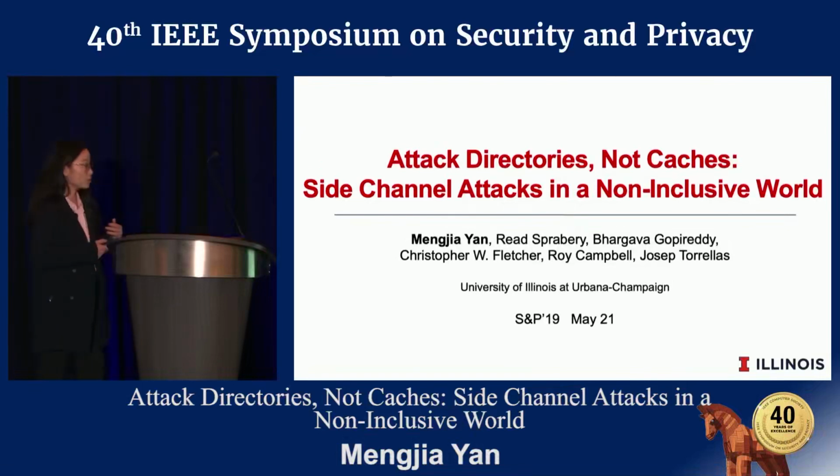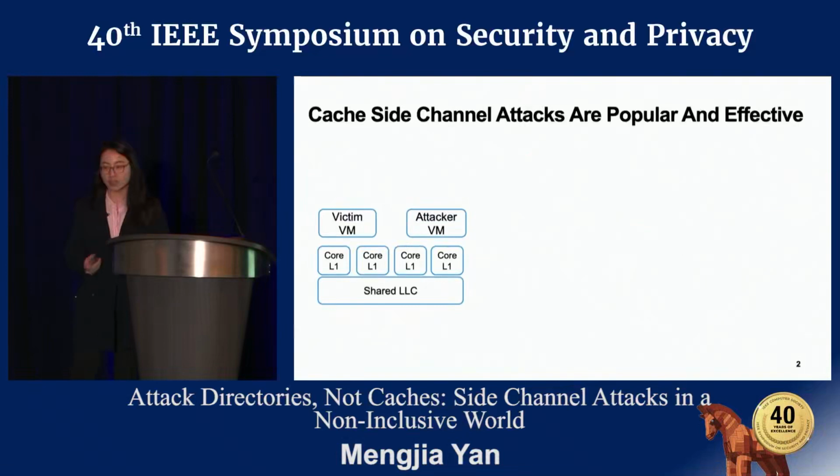Let's start. We all know that cache-based side-channel attacks are very popular and effective. For example, given a multi-core processor in the cloud, we have different virtual machines from different users. Even though we have software isolation, information can still leak via the shared cache resources.